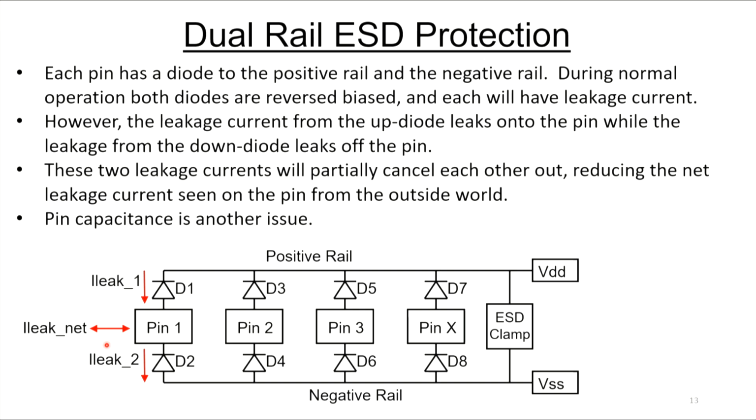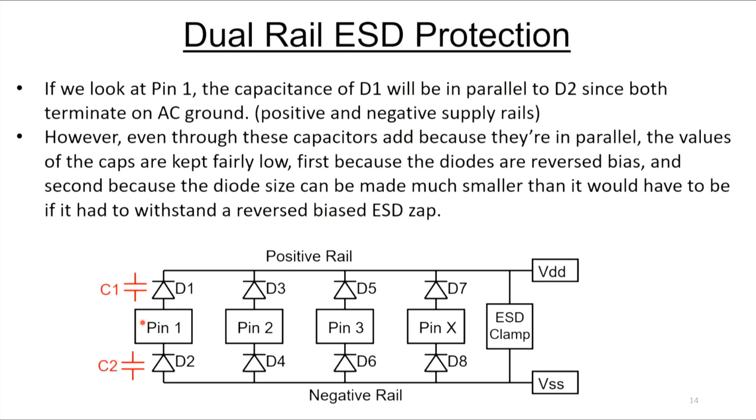We're looking at that ideal ESD protection. We'd like it to draw very little leakage current. Pin capacitance is another issue. Let's look at pin 1. Now we've added some capacitance to pin 1 with these ESD diodes. And these capacitors are going to add because they're both terminated to AC ground. So the total capacitance we're adding is C1 plus C2.